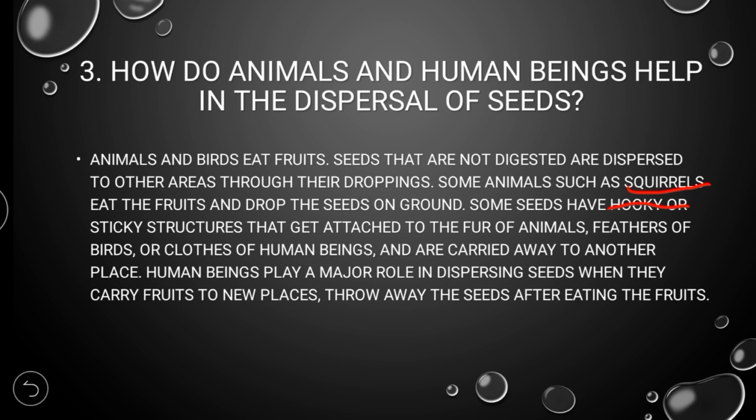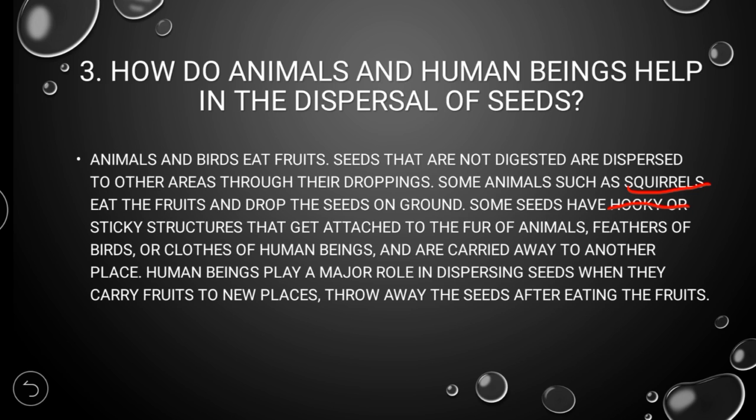When they move from one place to another, these seeds fall on the ground and start to sprout. So human beings play a major role in the dispersal of seed. We are carrying fruits from one place to another, and at that time we are eating the fruits and throwing away the seeds. I'm repeating again: animals and birds eat food, and seeds that are not digested are dispersed to other areas through droppings.